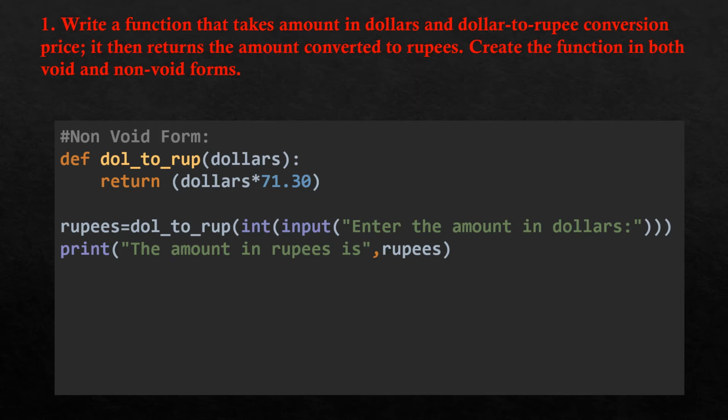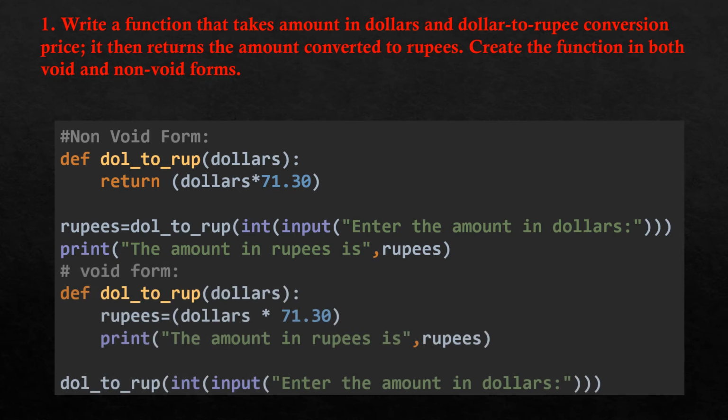Okay, now let's start with the void function. This is how it is. That means it doesn't have any return statement. Void functions don't return any value. They may or may not have a return statement, and the function call is standalone. Here the function is not called inside any expression. So that means it is standalone. You can call it directly.